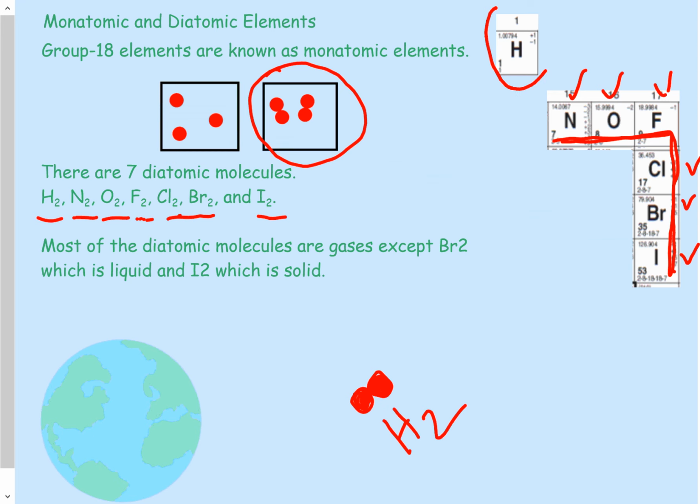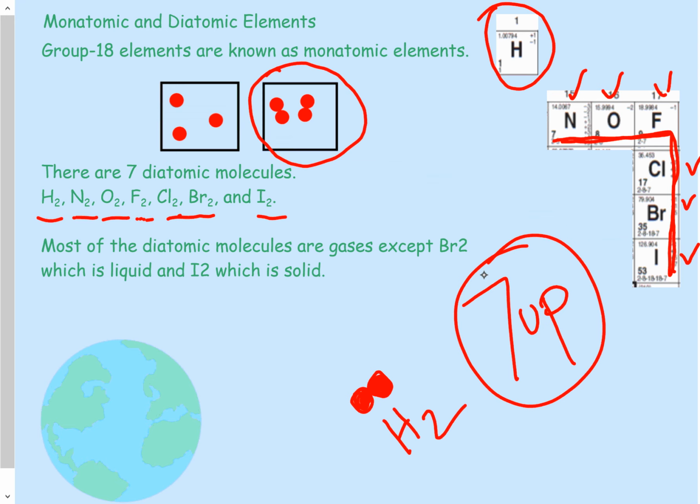And one of them is up here. So you can think about 7-Up, soda that some of you might drink. So this is just one way to remember those 7 diatomic molecules. 6 of them form a shape like a number 7, and one of them is up here, right? So it's just a trick that you might want to use to memorize those diatomic molecules.